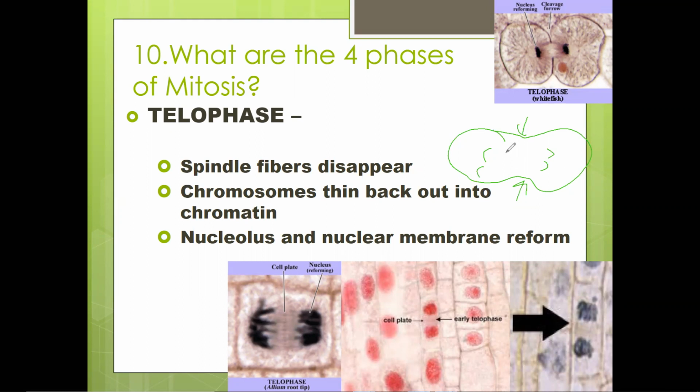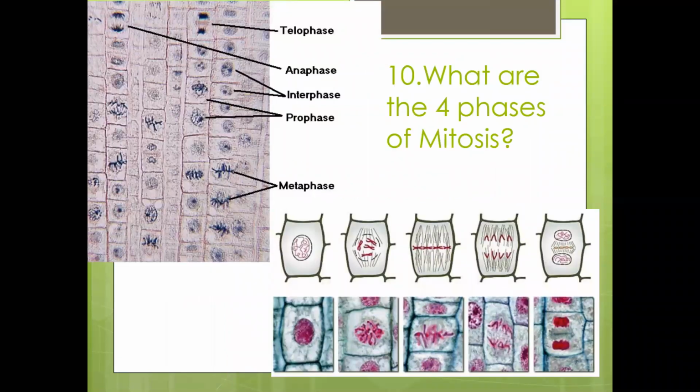Okay? Another thing that you'll notice happening is that the spindle fibers are going away, and also these chromosomes that are still being pulled in either direction, as soon as that nuclear membrane starts to reform around them, they're going to start to uncondense themselves back out of chromosomes, excuse me. After that happens, we have cytokinesis, which is the final division of the rest of the cell.